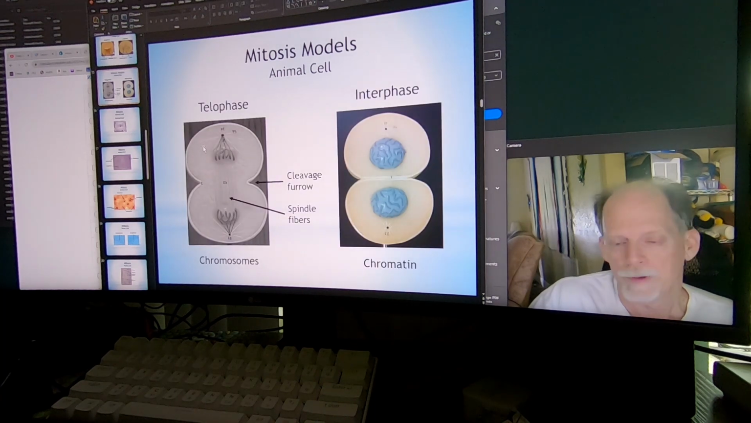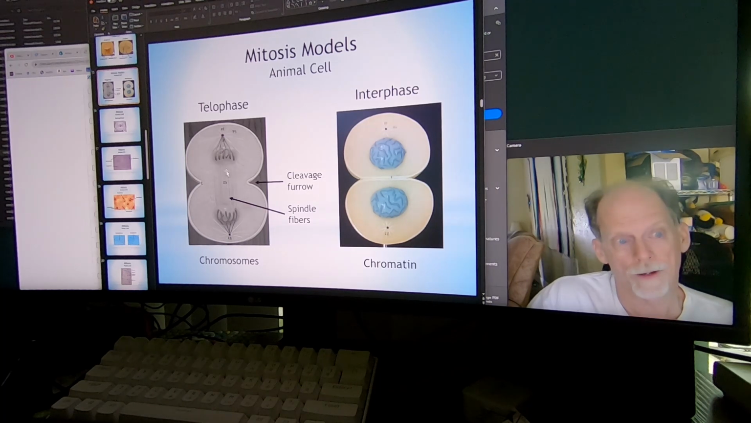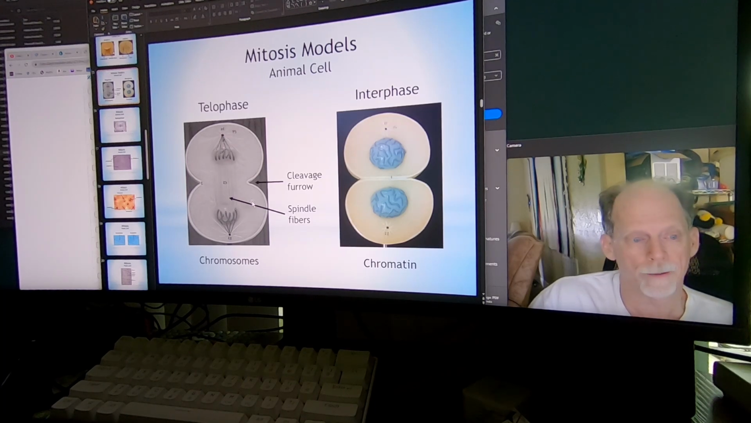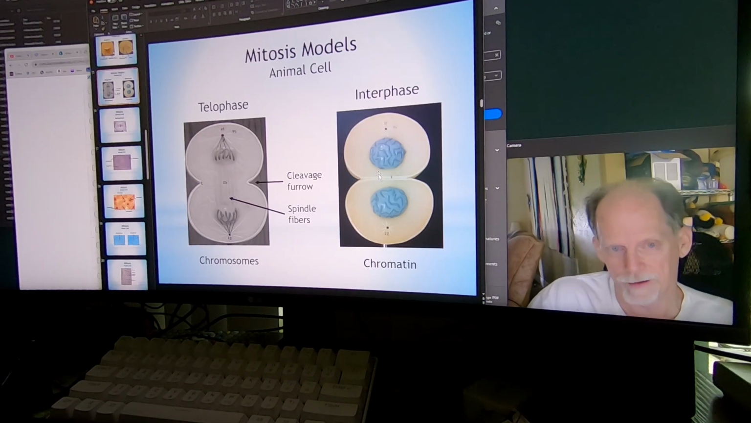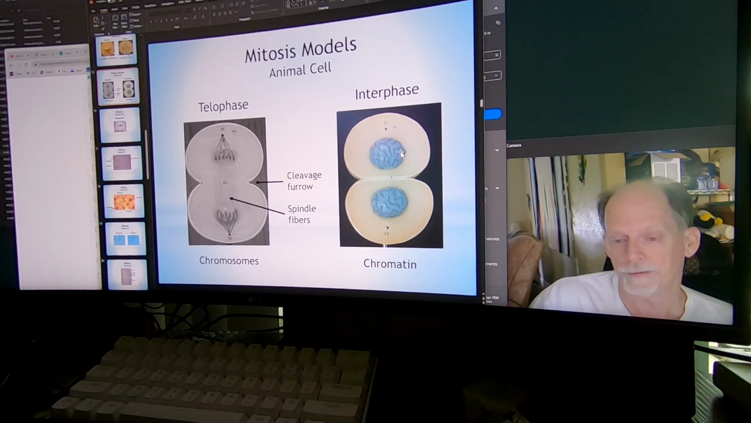You might go to a station and see this picture, and the first question is, what phase of mitosis does this model represent? It's telophase. Then there might be arrows pointing to things, and you'd be expected to know what they are, spindle fibers or cleavage furrow. Sometimes people mistake this picture for this picture. They call this one on this side telophase when it's interphase.